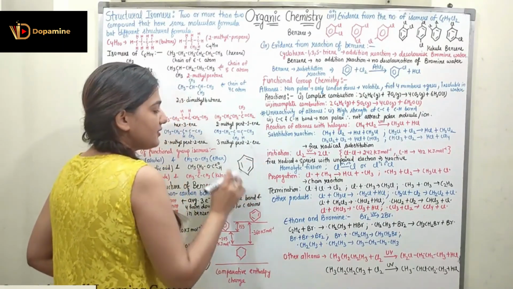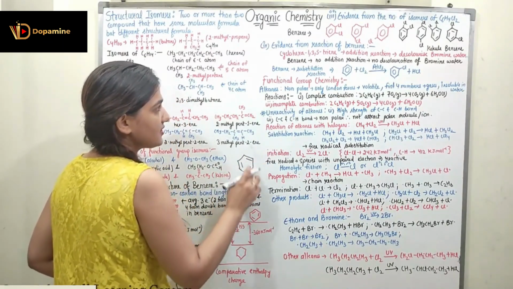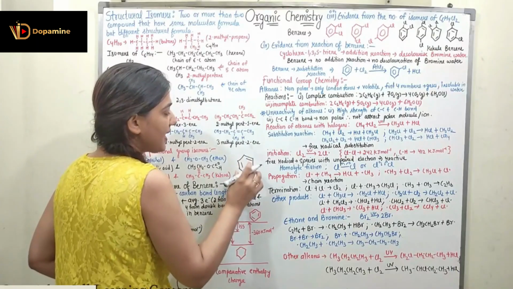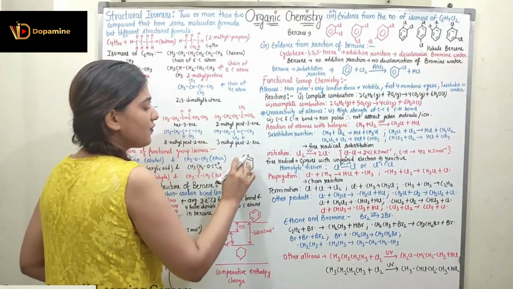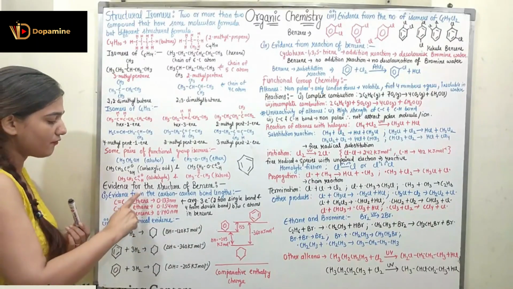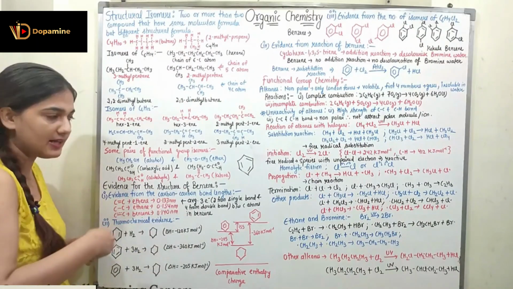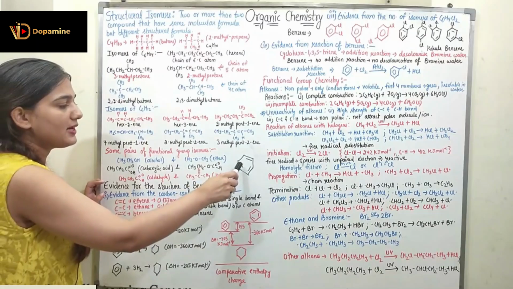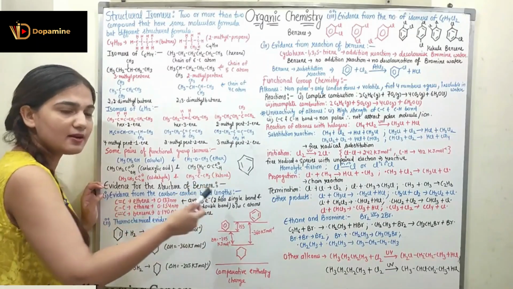If I see this structure, what is this structure? This is cyclohexane-1,3,5-triene. So this structure is different from benzene. Why? We have some evidences. The first evidence is from the carbon-carbon bond length. If I see the carbon-carbon bond length, here we have a double bond and a single bond as well.